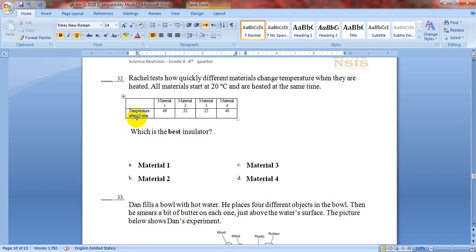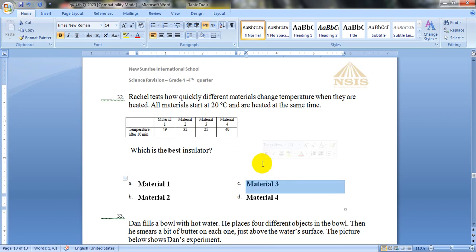Material number 2, after 10 minutes, it was 20, then it changes to 32. Material number 3 was 20, then it changes into 25. And the last material, number 4, was 20, and it changes into 40. Which is the best insulator? What is the meaning of this? Which one is the best one that didn't let heat pass through it? It doesn't heat up very much. Of course, the one with the lowest number. So it will be material number 3.